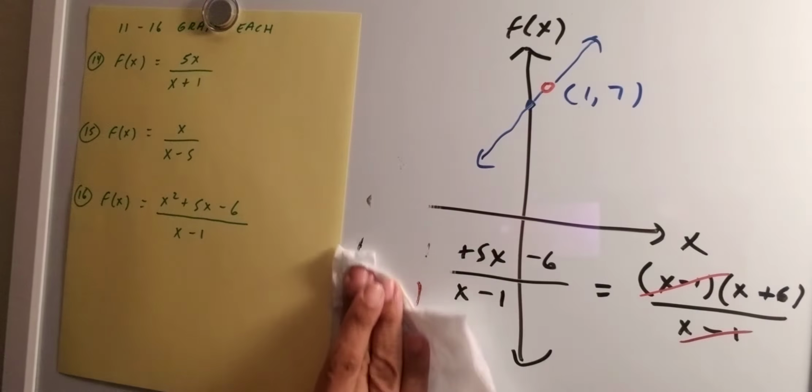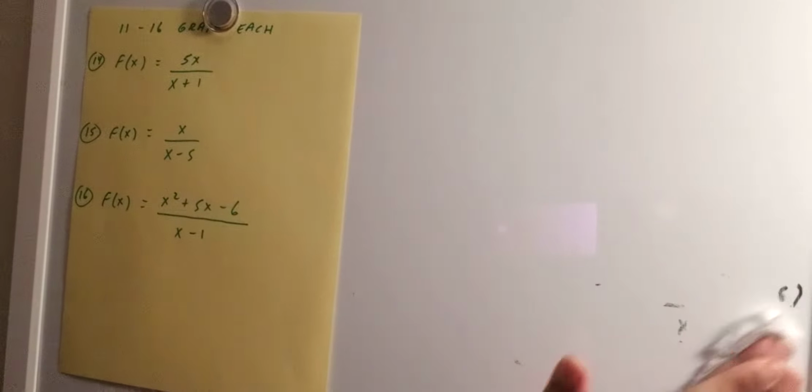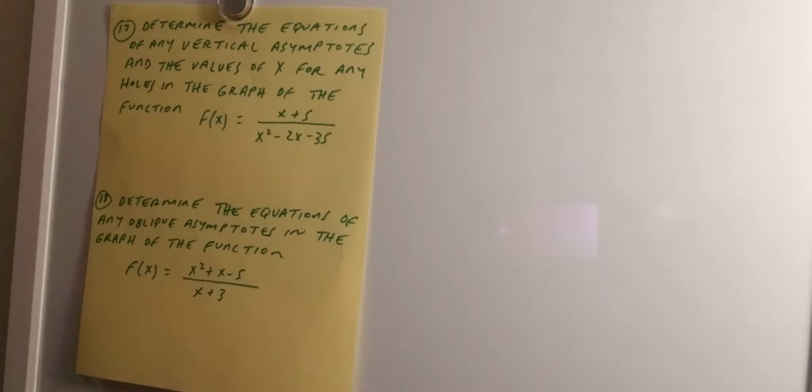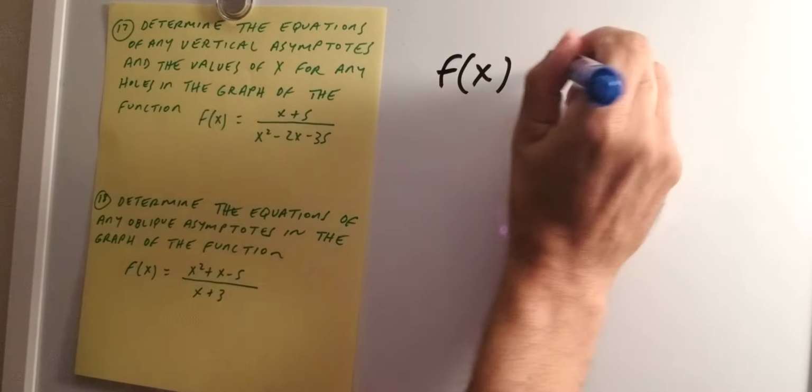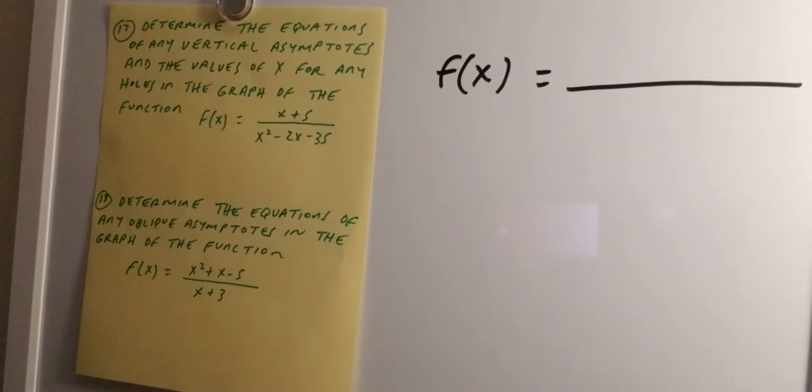Number 16, sketch a graph. Sorry, looks like that was number 16. Okay. Next set, number 17. Determine the equations of any vertical asymptotes and the values of x for any holes in the graph, which I will write. Function. Make it a little more visible.